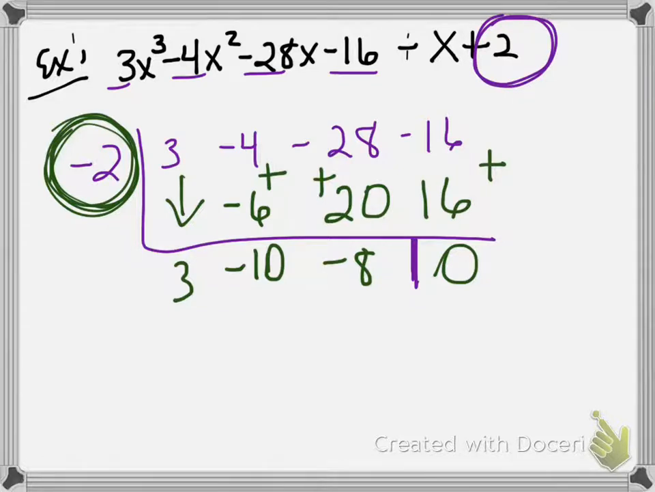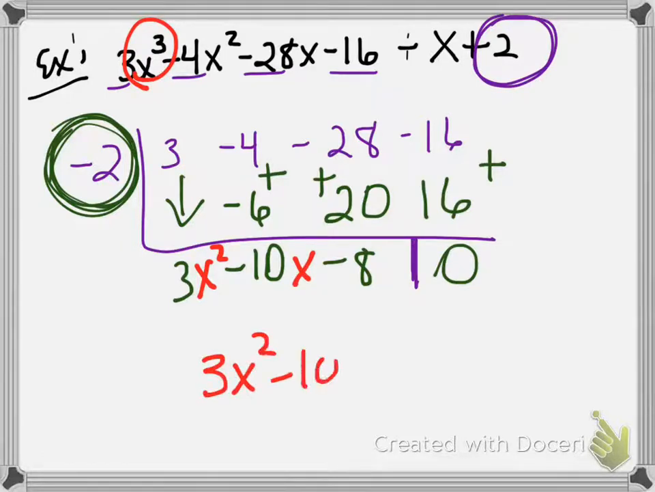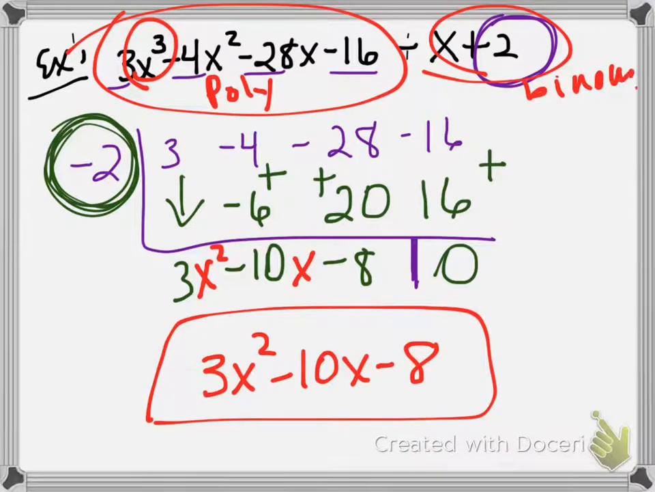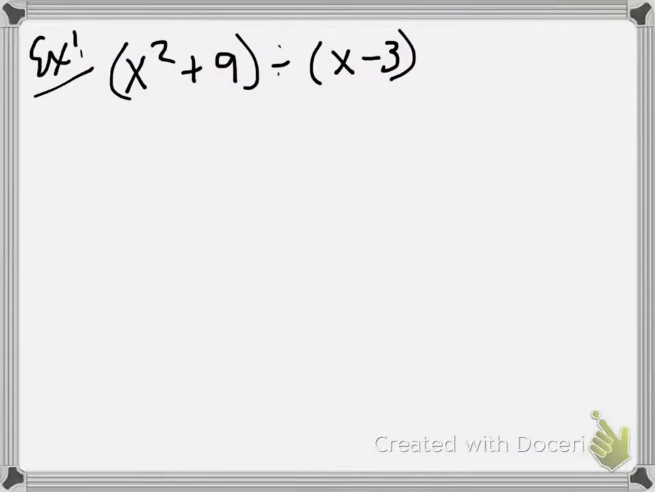So how does the solution go? Well, it's 1 less than x cubed, so this is x squared, this is x, and there will be no x after the 8. So my solution is 3x squared minus 10x minus 8. That's what you get when you divide this term by this binomial. This is a polynomial, and this is called a binomial. Okay? Got one more of those for you.